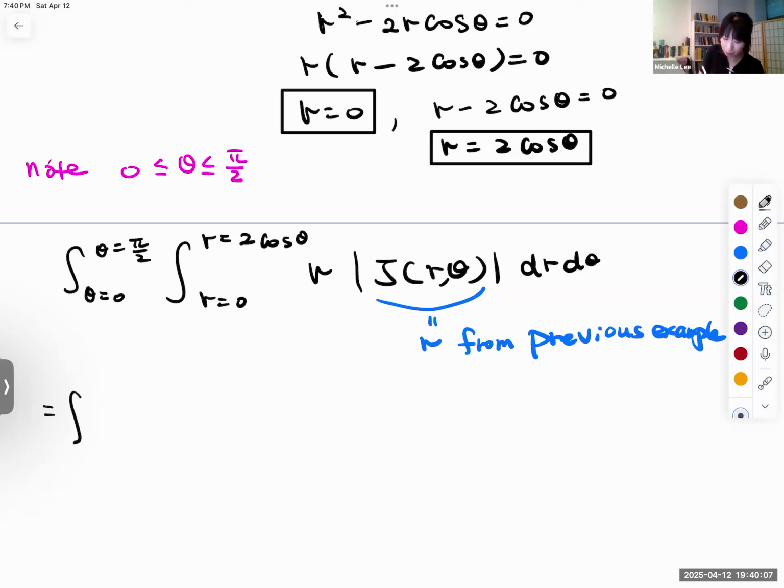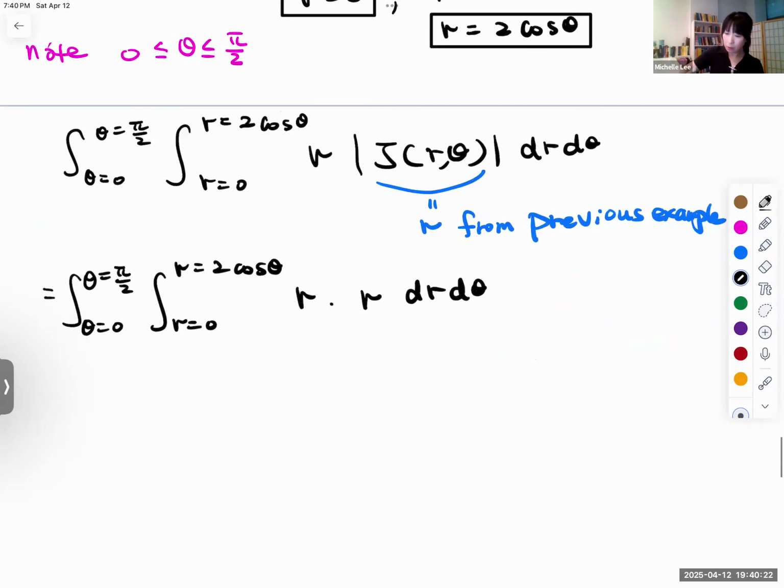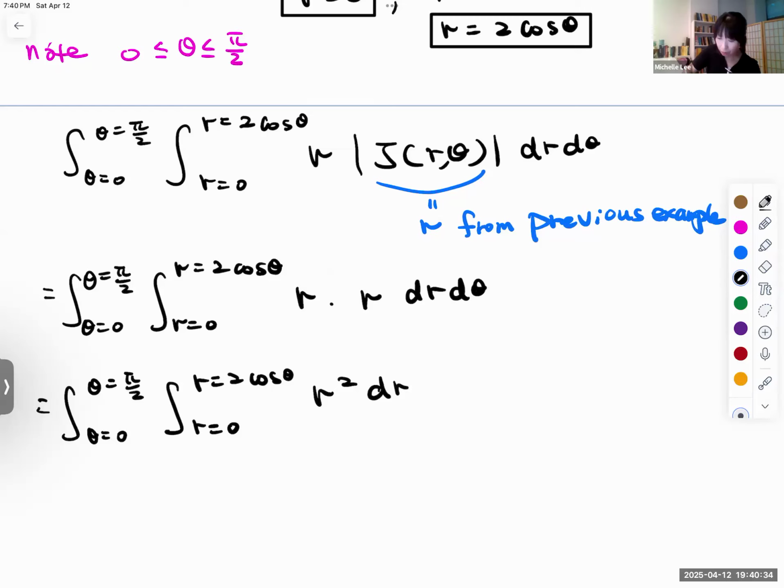Okay, so there will be theta equal to 0 to pi over 2, r equal to 0 to 2 cosine theta, r times r dr d theta. Make sense? So theta equal to 0 to pi over 2, r equal to 0 to 2 cosine theta, r squared dr d theta, right? Okay, so we want to integrate with respect to r first.